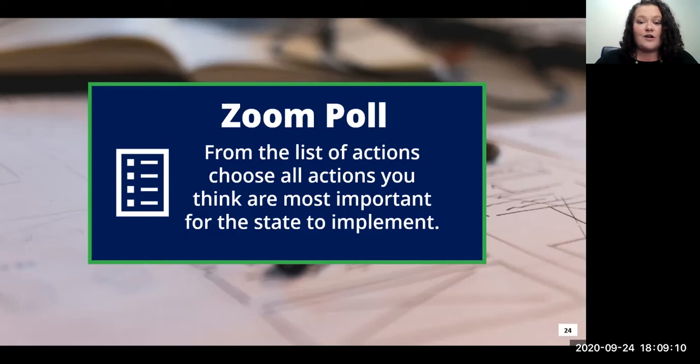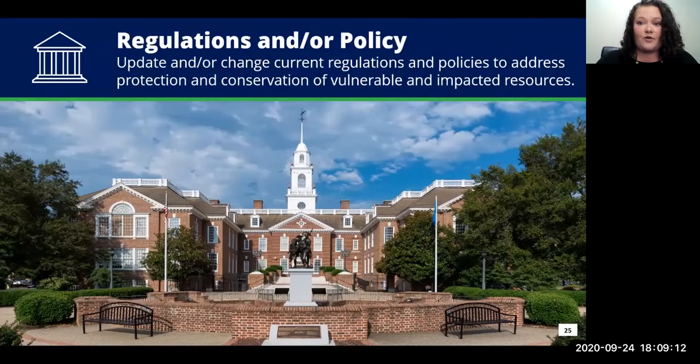So our next recommendation category is to update and change some of the state's current regulations or policies to incorporate updated data and resource vulnerabilities. Again, please note that the implementation examples given here are just to demonstrate potential actions agencies might take.